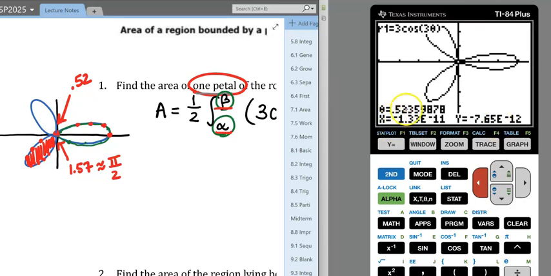Just as a little caveat, if you're looking at the calculator and you see these x and y values, e negative 12 and e negative 11, that is a computational error in the calculator. If you move the decimal 11 places to the left, you basically have 0.